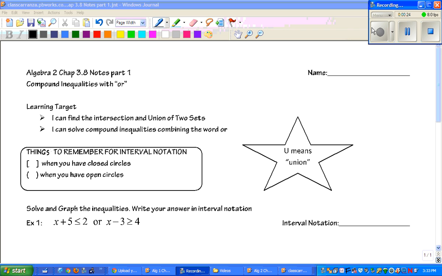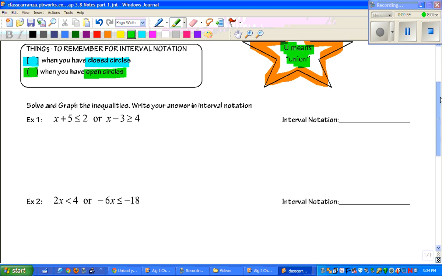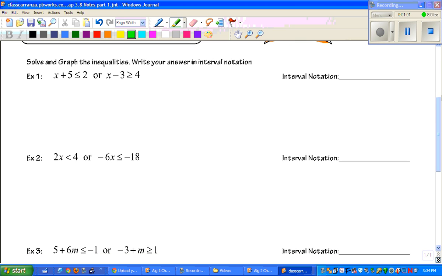Okay, so a couple things to remember: when we are using the brackets, that's when we have closed circles. The parentheses are when we have open circles. And we are learning something new today. This symbol right here means union, or both, or. So we're going to be using that symbol when we're going through some of our problems today. So solve and graph the inequalities.